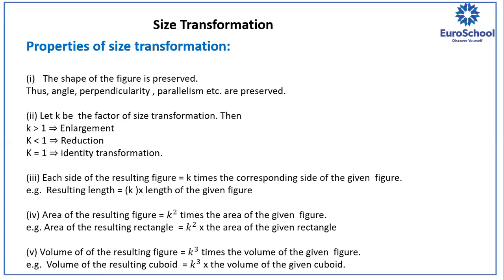Any doubt here? No, ma'am. Because this is an important thing, and let me tell you, in boards they ask the same type of question, a similar kind of question, of 4 marks. These types of questions are very simple, so you can easily score 4 marks here. In area, you have to always multiply the given area with the square of the scale factor, because you multiply 2 sides.